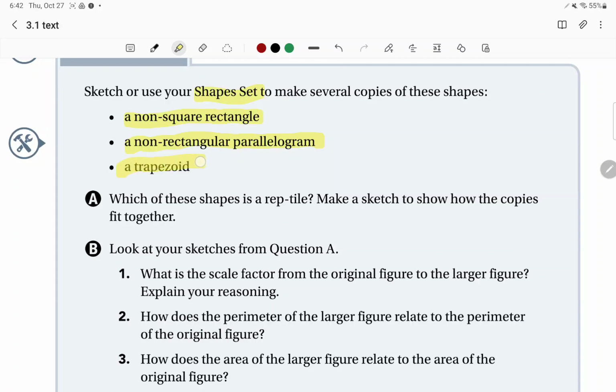And then a trapezoid. Right, and we looked at trapezoids at the beginning when we were on that website. We saw an example of a Rep-Tile using trapezoids. So go ahead and use those shapes, right? So figure out which of those shapes did you draw that you could possibly make Rep-Tiles, and then sketch them to how you would put them together. So go ahead and draw one of each, a non-square rectangle, non-rectangular parallelogram, and a trapezoid, and sketch them, and then come back to the video.